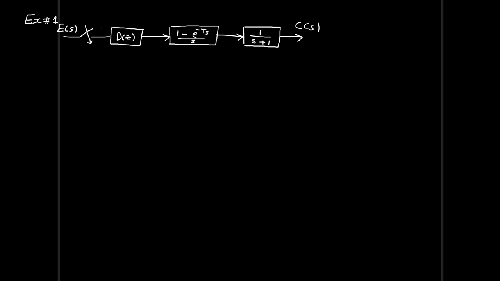This will be E of Z. Let's call the output of the digital filter M of Z, and the output of the zero order hold will be the reconstructed M of S bar, and the output as we called C of S. In the time and discrete domain, this will be E of T, this will be E of KT, this will be M of KT, this will be M of T bar, and this will be C of T.